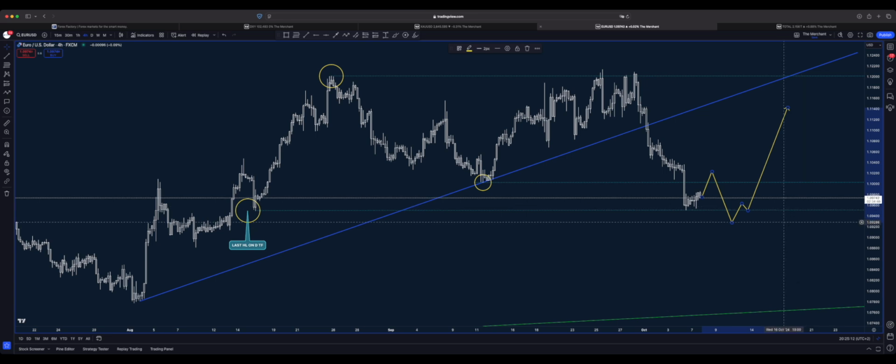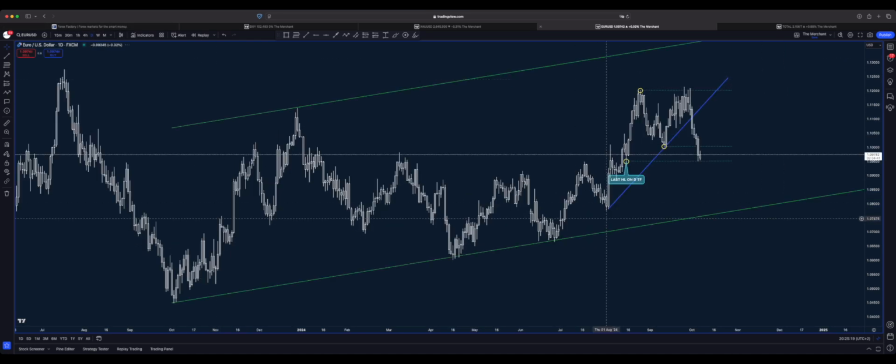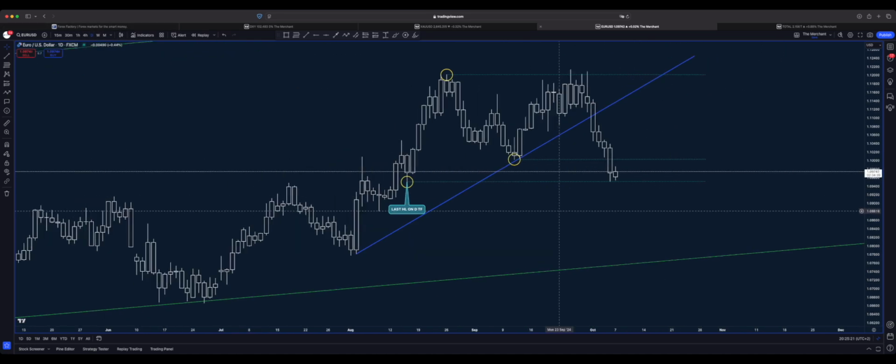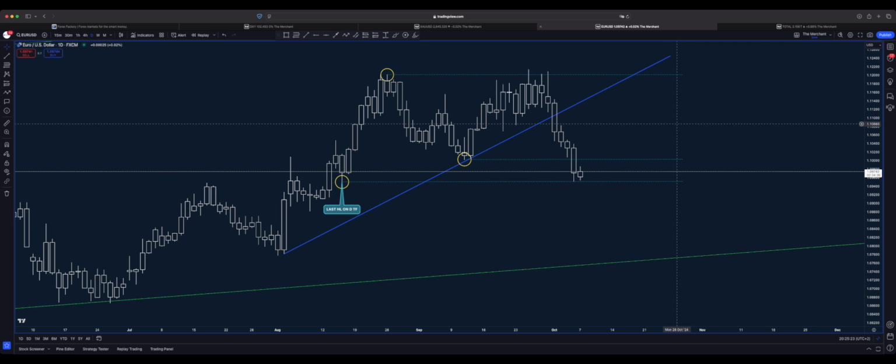That also depends on what will happen on USD, on the dollar. So it's very important to always keep an eye on what is happening on the DXY, or US dollar, and then we can decide what will be our next move. Okay, but just be aware of that.